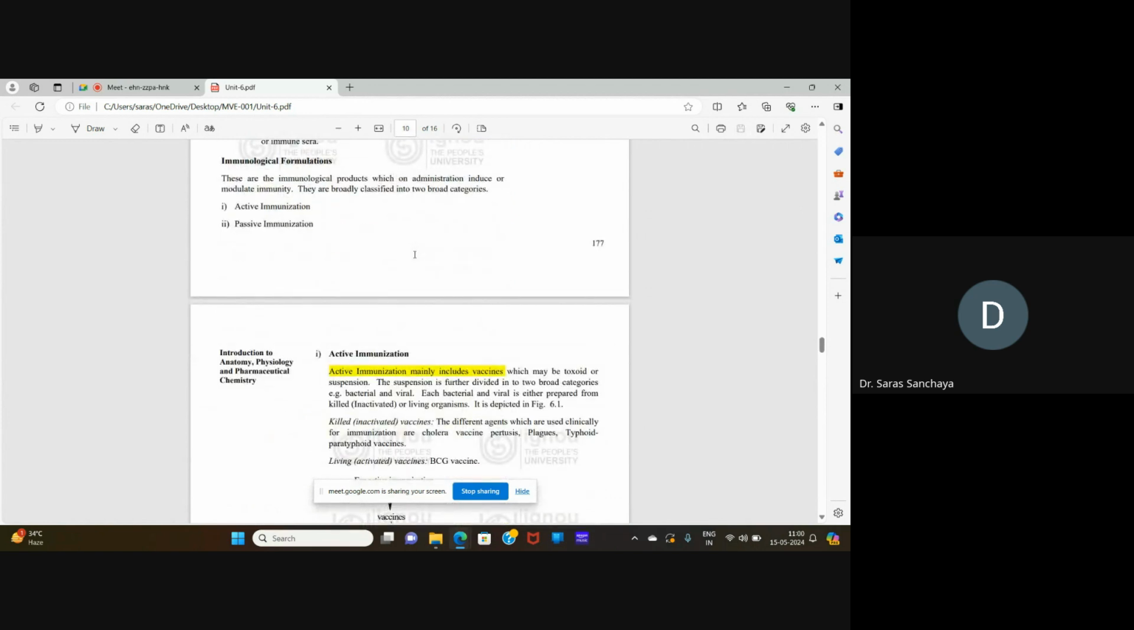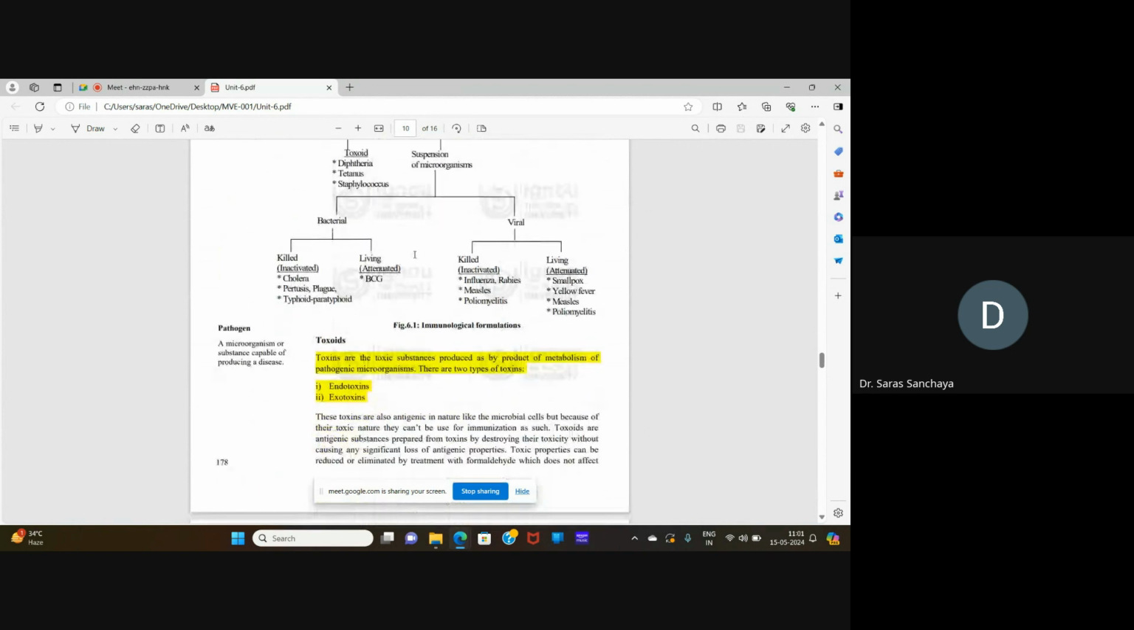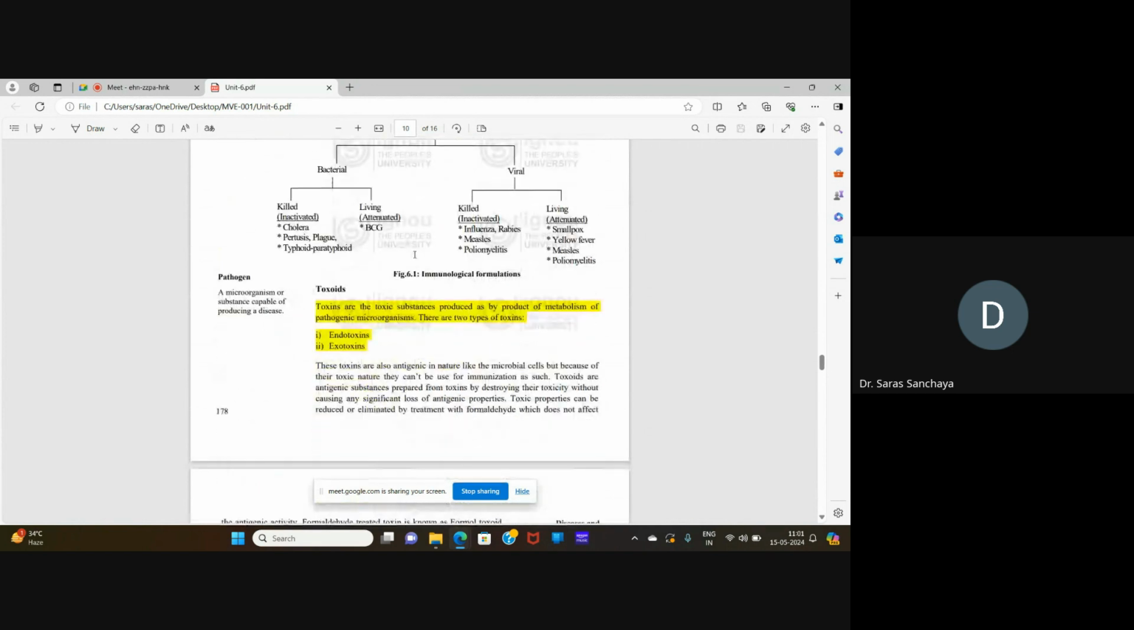Now, active immunization and passive immunization. In active immunization, we mainly include vaccines, which may be toxoids or suspension. And toxoids are the toxic substances produced as a byproduct of metabolism of pathogenic microorganisms. They can be endotoxin or exotoxin.